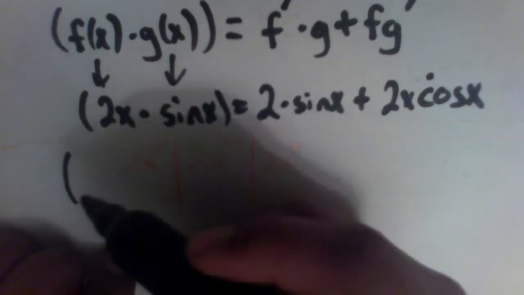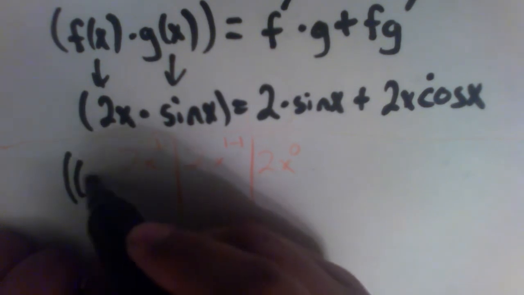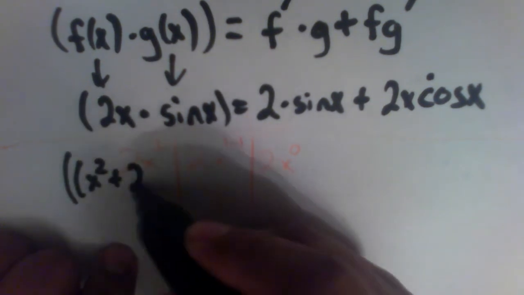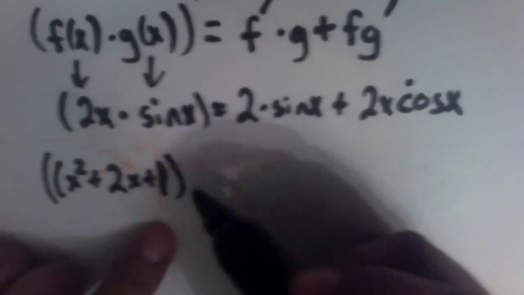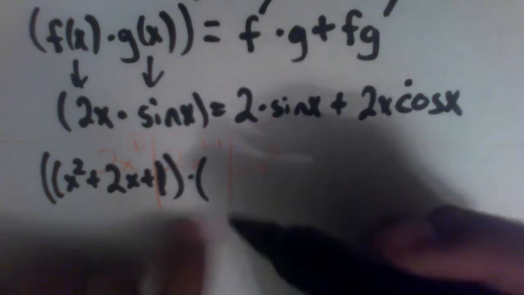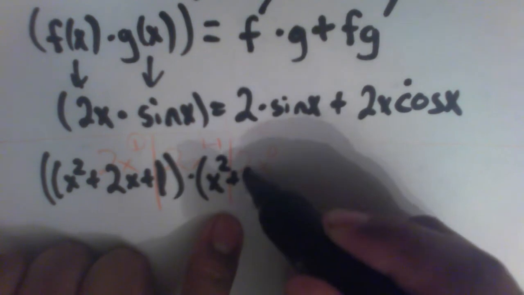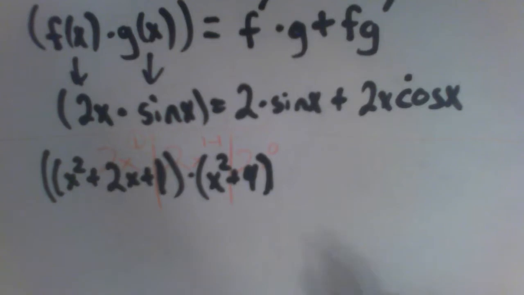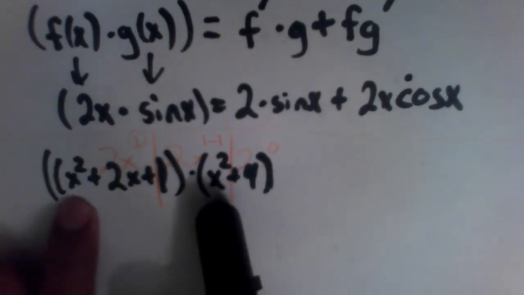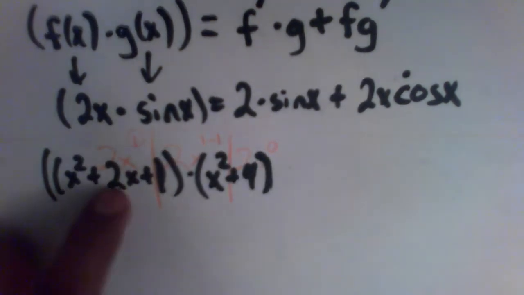So let's say now our f of x becomes a function looking like x squared plus 2x plus 1. That's a 1. And then we want to multiply this by, let's see, x squared plus 4. That's a 4. So you could actually just distribute it, right? X squared into the x squared, that's x to the 4th, and so on. But that would take too long.